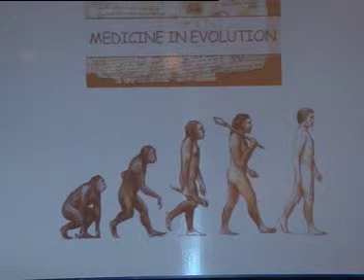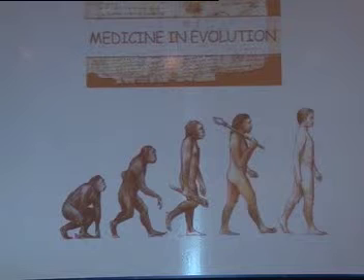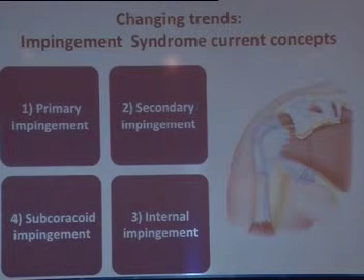Medicine has always evolved and so has the management of impingement. So what is the present trend in understanding impingement? No more is impingement spoken about as one particular entity, but it's classified under 4 different headings. It could either be a primary impingement, or a secondary impingement, or a subcoracoid or internal impingement. Let's take a brief look at each one of these.